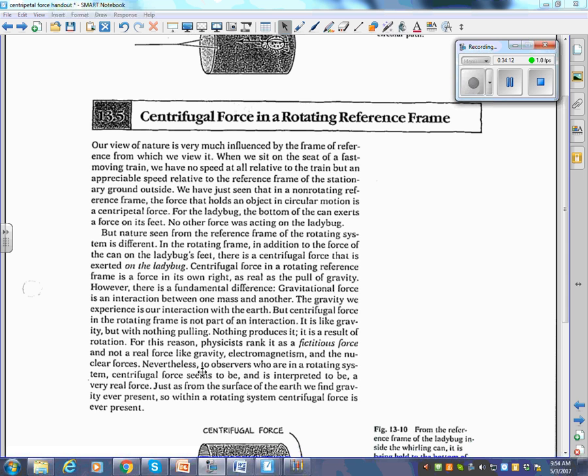Nevertheless, to observers who are in a rotating system, centrifugal force seems to be, and is interpreted to be, a very real force. Just as from the surface of the Earth we find gravity ever present, so within a rotating system, centrifugal force is ever present.